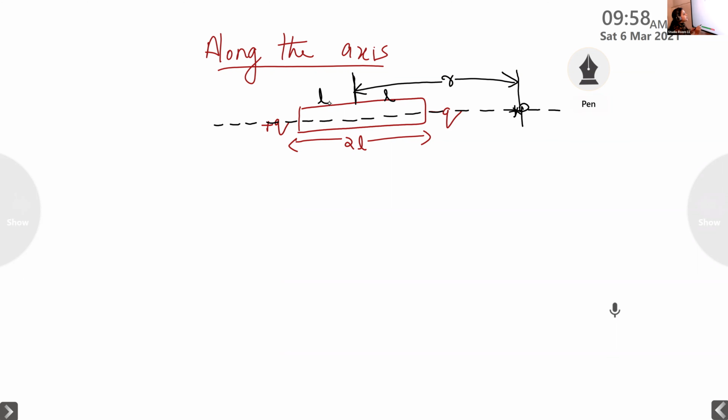And the distance from the center of the dipole to the charge minus Q is given by L. So what is the total length of the electric dipole? This L plus L is equal to 2L. Clear? Now we want to find out the electric field along the axis of the electric dipole.